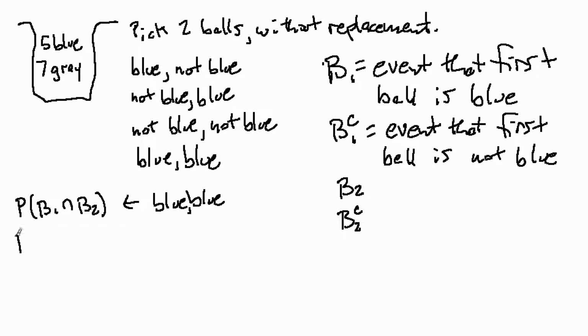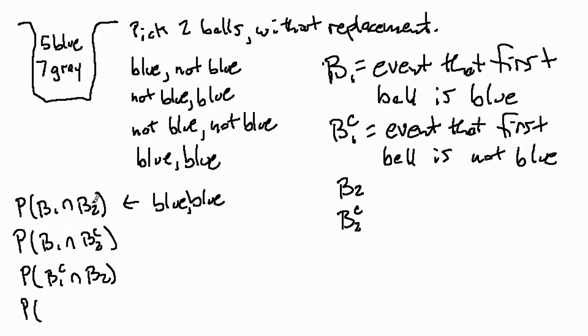But then we're also being asked to figure out the probability of B1 intersection B2 complement. We want to talk about the probability of B1 complement intersection B2. And we want to talk about the probability of, what have I forgot here? B1 complement intersection B2 complement. We want to talk about how to figure these four things out. And obviously, this may involve some conditional probability.